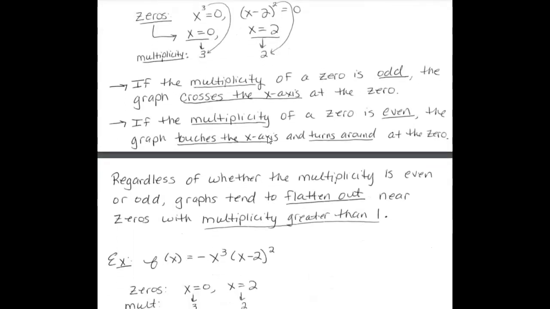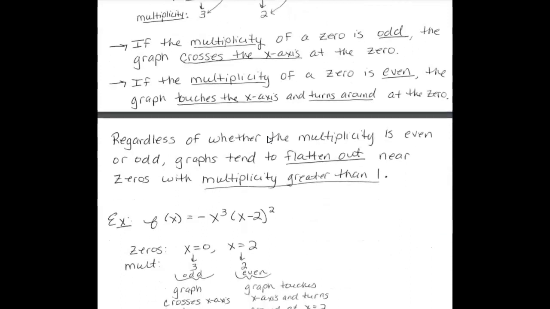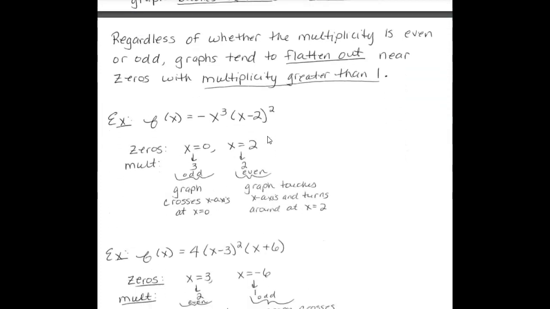Regardless of whether the multiplicity is even or odd, graphs will tend to be a little bit flatter near the 0, the higher the multiplicity is. Okay? So we just talked about this one. This was again the one that we saw earlier. So this one gives me x equals 0. Its multiplicity is odd, so the graph will cross. This factor gives me x equals 2. Its multiplicity is an even number, so the graph will touch and turn around.